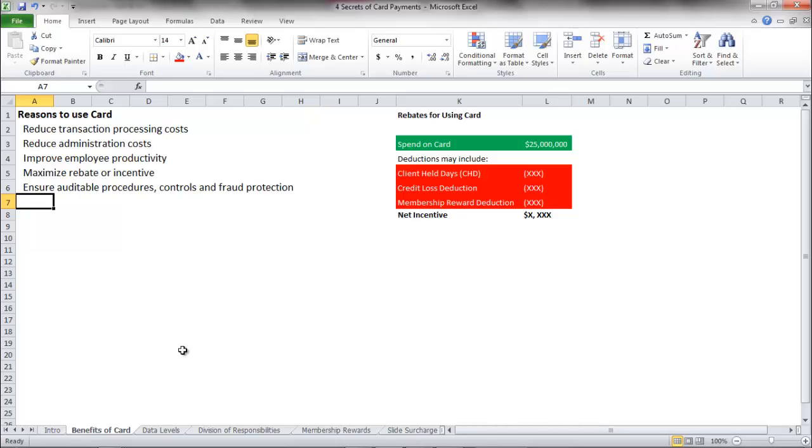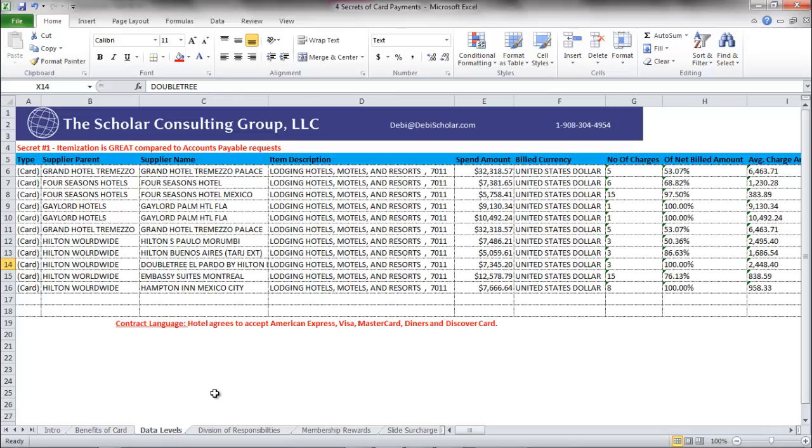Many organizations want to use a card to pay for products and services because of the rebate or the incentive that they get back from the card company. However, it's important to note that there are many things that could decrease that incentive, such as membership rewards. So what we're going to talk about is membership reward deductions in one of our secrets today, along with a couple of other secrets too. First of all, let's talk about secret number 1.